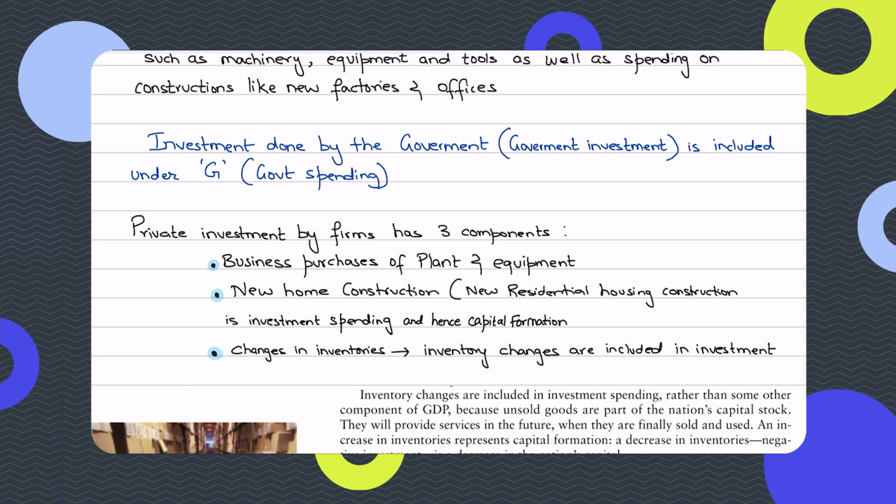AD equals C+I+G. तो गवर्नमेंट स्पेंडिंग का जो G का कंपोनेंट है, दैट विल इंक्लूड नॉट ओनली गवर्नमेंट कंजम्पशन ऑन गुड्स एंड सर्विसेज बट गवर्नमेंट इन्वेस्टमेंट एज वेल. ठीक है, तो हम उसको वहां इंक्लूड करेंगे.